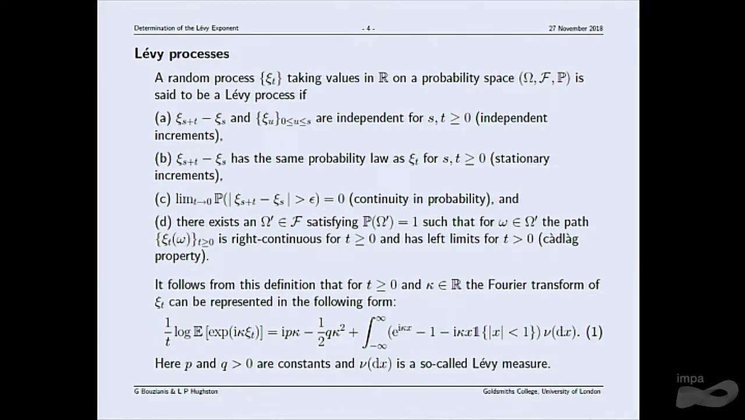This will be familiar to the experts, but nevertheless, a random process C is a Levy process if it satisfies certain conditions. There's an independent increments property, there's a stationarity property, and then we require two important technical conditions, namely continuity in probability and the cadlag property. And when you put all of these together, then we have a Levy process.